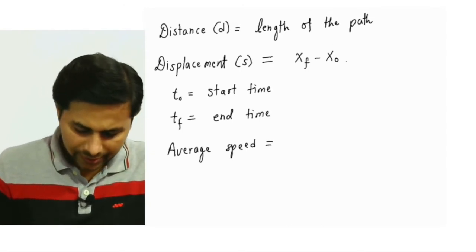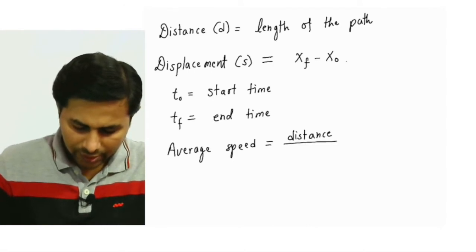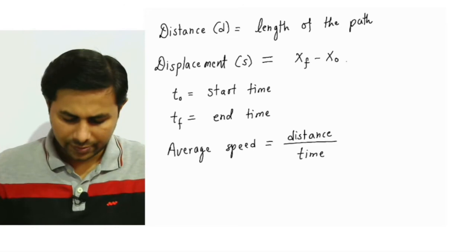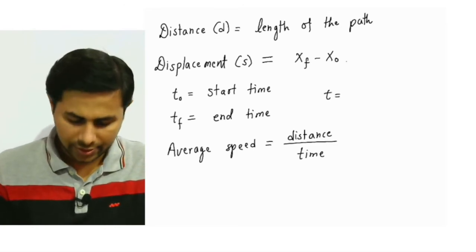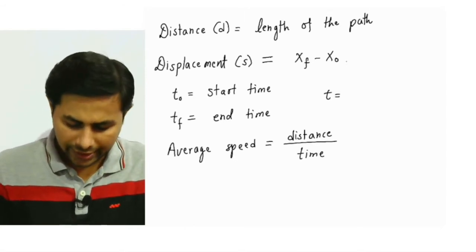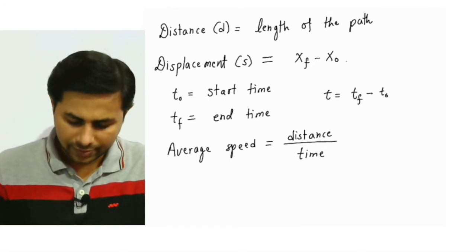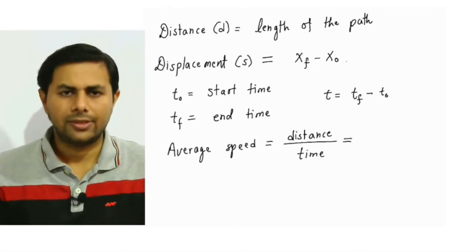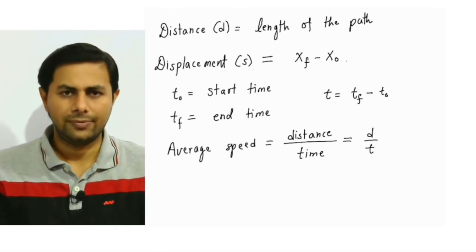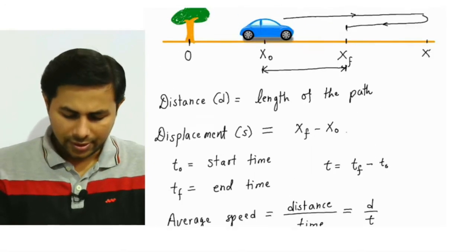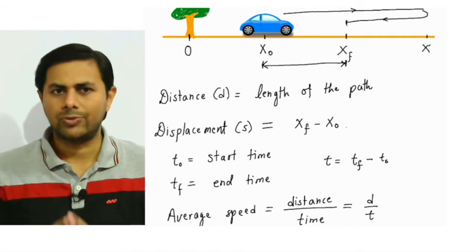it is defined as distance covered divided by time taken. So time taken is suppose t. So t will be equal to the end time tf minus the start time t naught. So the average speed of the car is d divided by t. Okay. Then speed tells us how fast or slow the car was moving.